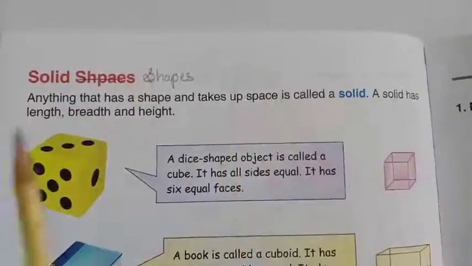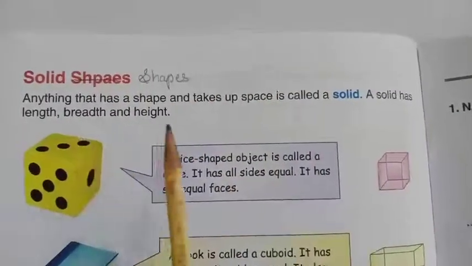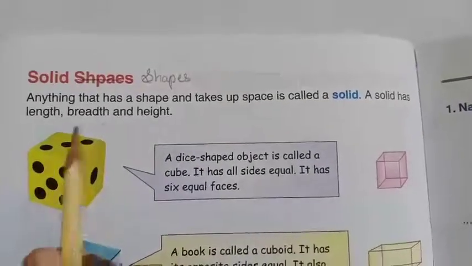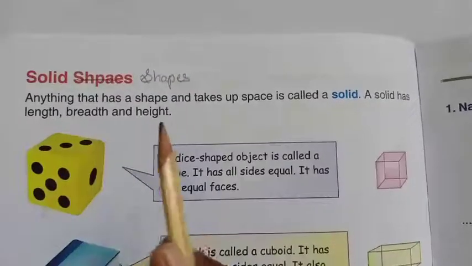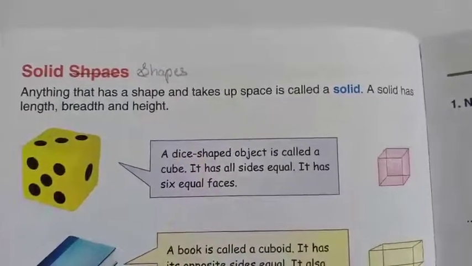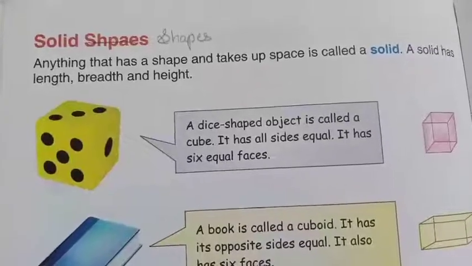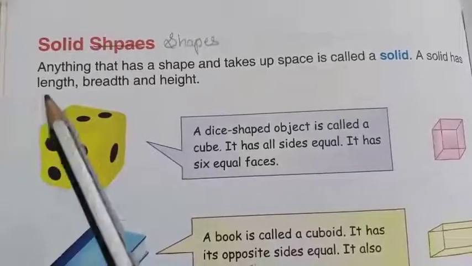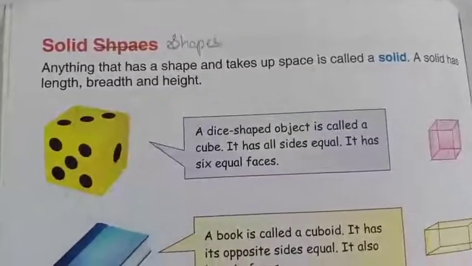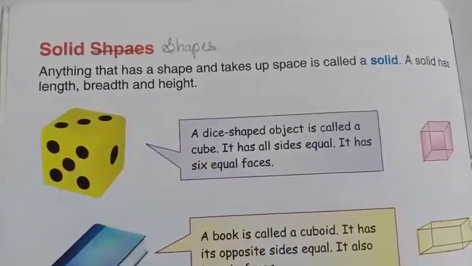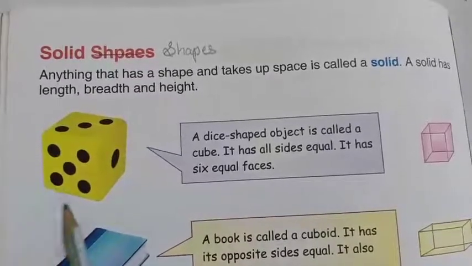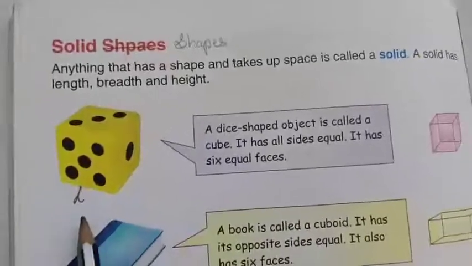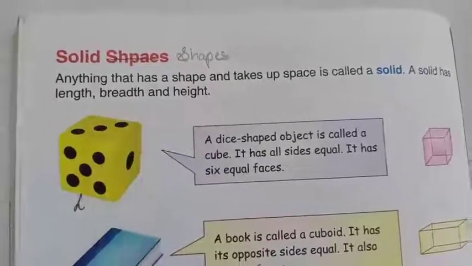So a solid has length, breadth and height. Now let us know what is meant by length, what is meant by breadth and what is meant by height. L-E-N-G-T-H, length. So a distance between 2 points. Distance between 2 points is called a length. L means length.